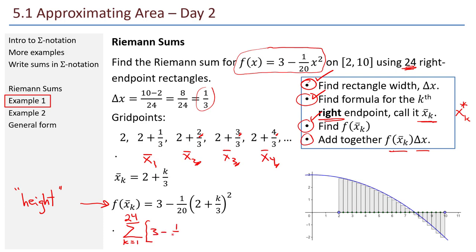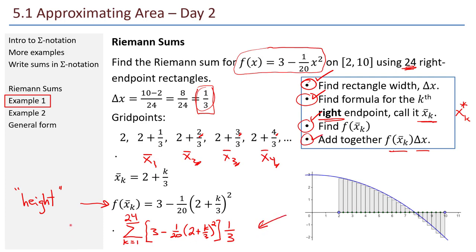3 minus 1/20th, 2 plus k over 3 squared. And the width of the kth rectangle, well, actually, it's a constant. All the widths are the same. 1/3. And that is the answer.